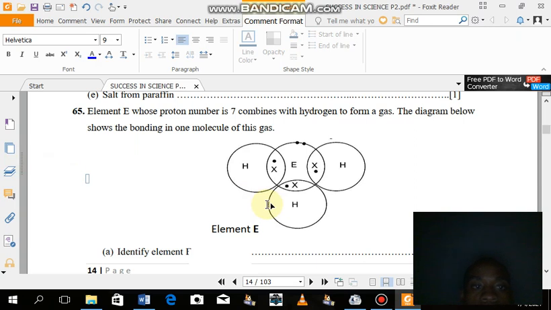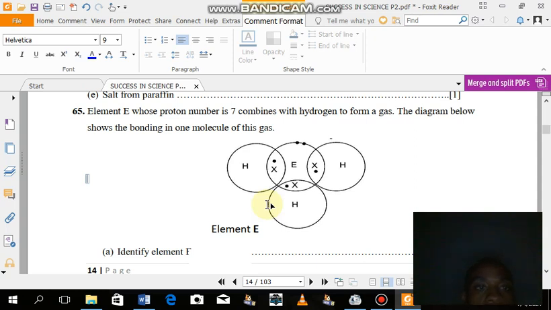Today I want to revise chemistry on bonding. I believe by now we also have an understanding of what is bonding, what is chemical bonding, and also some of the reasons why elements need to bond. Now we're going to revise this question from a past paper.